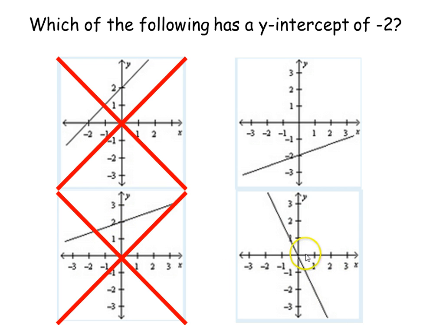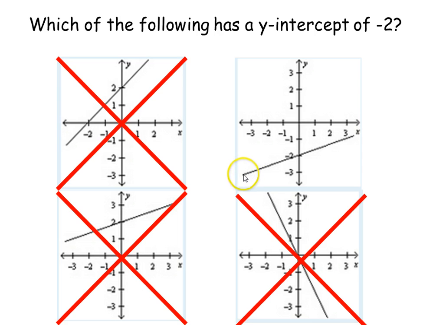This one here, y-axis, vertical axis. This line crosses the y-axis right here, and that y value there is 0. So this is not our answer also, leaving only 1. And if we look at this line and see where it crosses the y-axis, it crosses where y is -2. So this is our graph that has a y-intercept of -2.